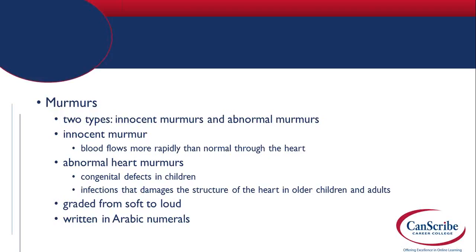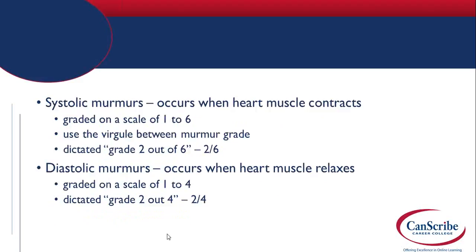So murmurs are graded from soft to loud, and they are written in Arabic numerals. So the regular numeral 1, 2, 3, 4. So murmurs are graded on a scale. They have the systolic murmurs and your diastolic murmurs. The systolic murmurs occur when the muscle contracts, and the diastolic murmurs occur when the muscle relaxes. So systolic murmurs are graded on a scale of 1 to 6, and the diastolic murmurs are graded on a scale of 1 to 4. You want to be sure to use the virgule between the murmurs.